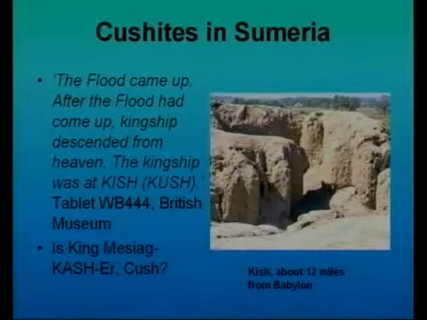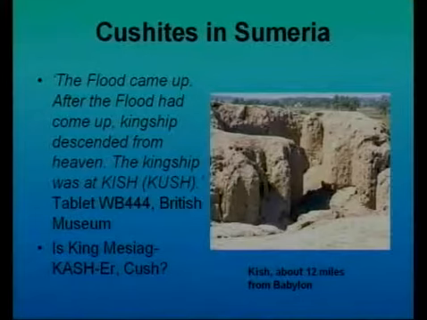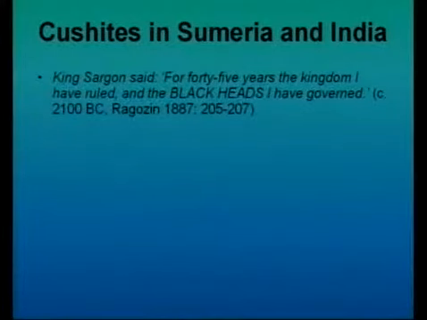Now, there's an interesting thing, because it was there, from that time onwards, we'll find the son Nimrod, the son of Cush, is where empires first began. And we'll trace this through. Some scholars reckon that King Mesiag-Kashur, in the king records of ancient Mesopotamia, could possibly be the Cush mentioned in Genesis.